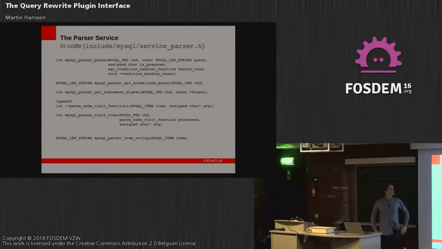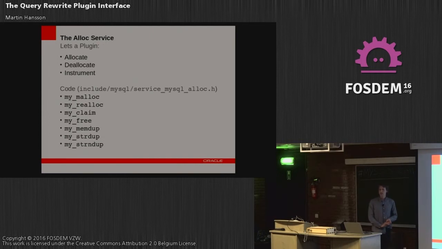This is from service_parser.h. What you can do is parse a string. You can get the normalized query. You can get a digest. And you can traverse the tree using a callback function, just a C function pointer to a visitor function. And of course, for an item or a literal in the query, you can print it. That's really all I have time to say about the parser service right now.